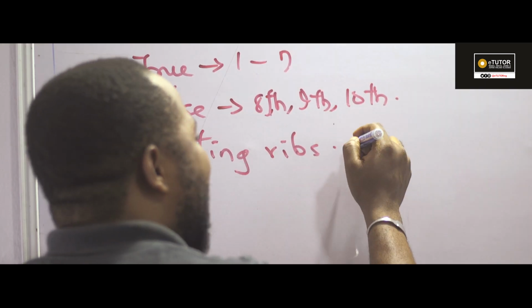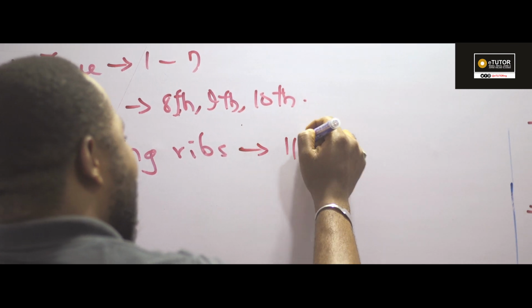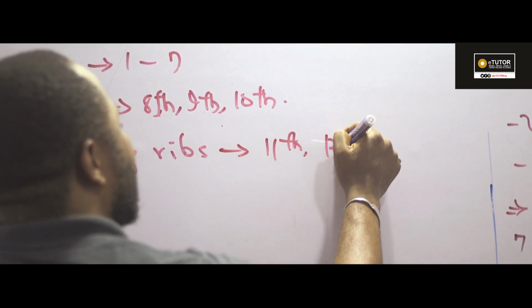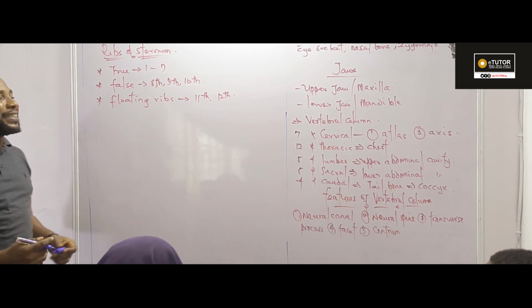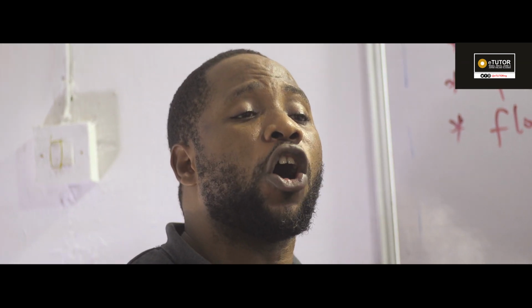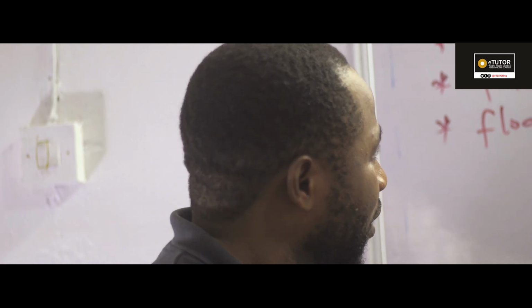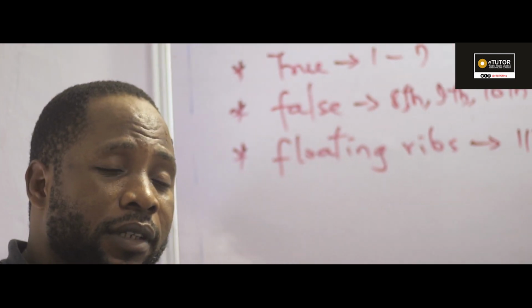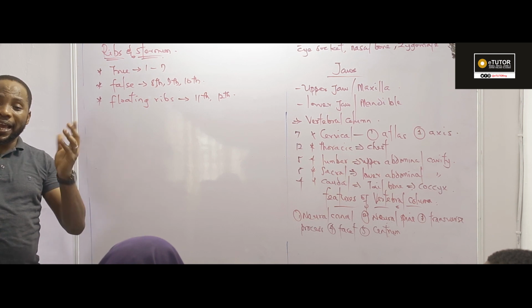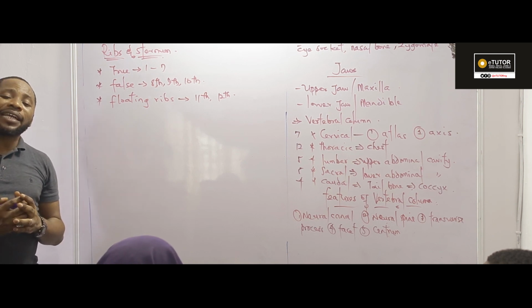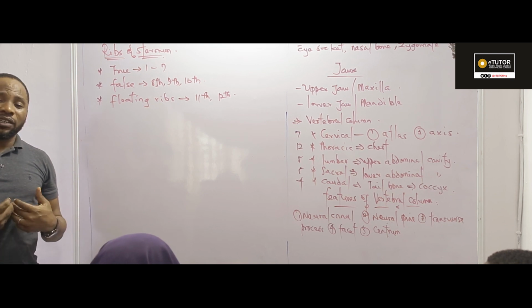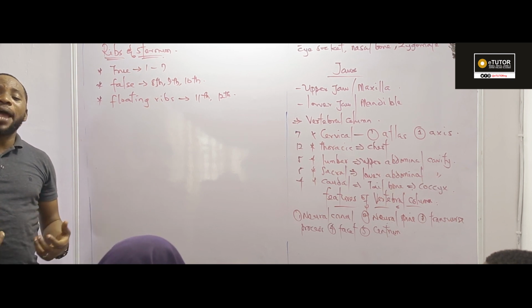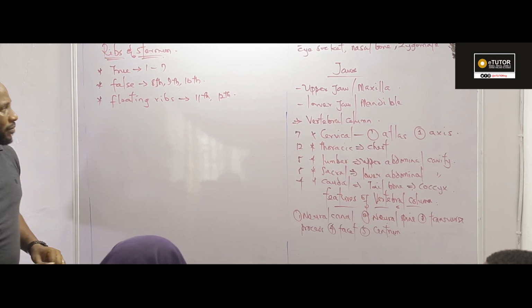Then the floating ribs are rib number 11 and 12. We call them floating ribs because they are not attached to the sternum at all. The function of the ribs is to form a cage and to protect organs like the heart and the lungs, and also they help in breathing.